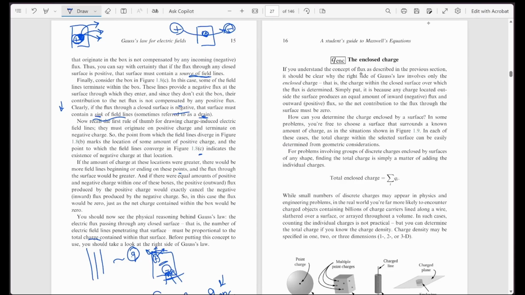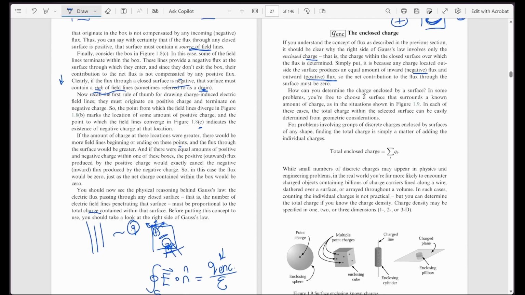If you understand the concept of flux as described in the previous section, it should be clear why the right side of Gauss's law involves only the enclosed charge, that is the charge within the closed surface over which the flux is determined. Simply put, it is because any charge located outside the surface produces an equal amount of inward negative flux and outward positive flux, so the net contribution to the flux through the surface must be 0. So anything outside here will have no net contribution. All that matters is the charge enclosed in the surface.